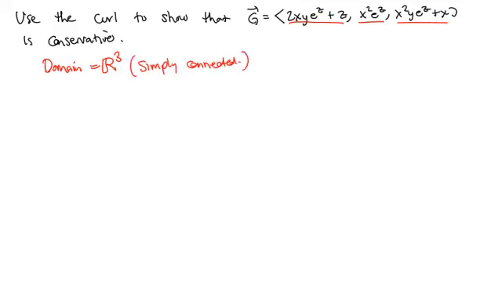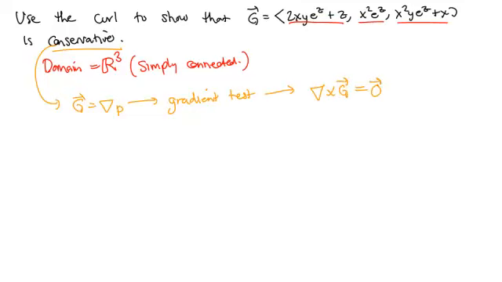Hence, to show that the vector field g is conservative, all we need to do is prove that g is equal to the gradient of some potential function. But to show that, we could use the gradient test, because we're on a simply connected domain. And the gradient test is the same thing as showing that the curl of g is equal to 0. So let's simply do that.